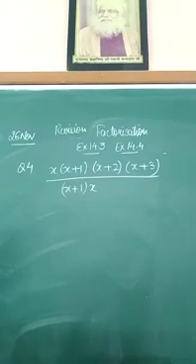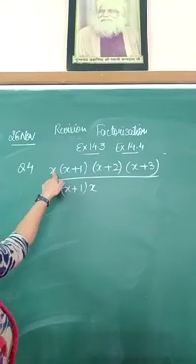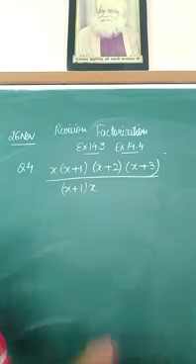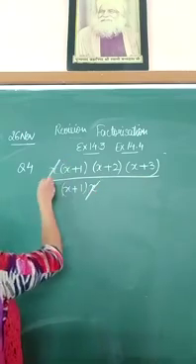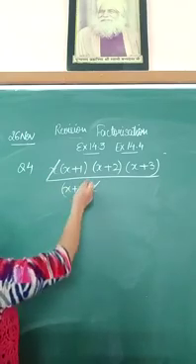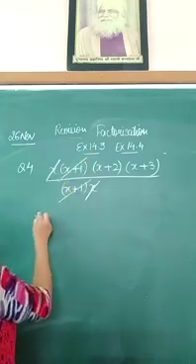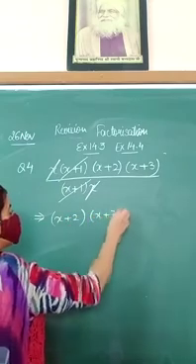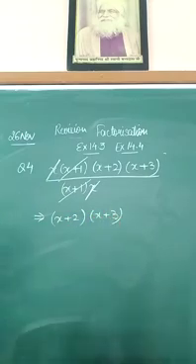Question number 4. In this 4 factors are given in the numerator, 2 factors are given in the denominator. Out of these, x and x will cancel out because they are exactly the same. This bracket will cancel out. So we are left with x plus 2 into x plus 3. So this is your answer. 2 factors are remaining.